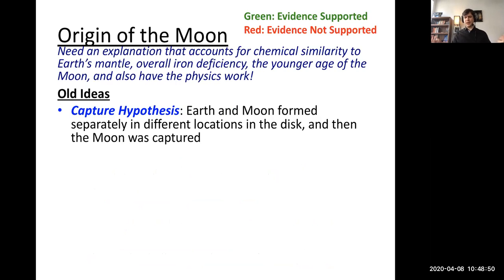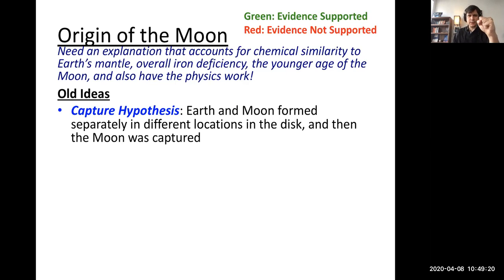All right, another idea. If that one didn't work out, let's put back on our thinking caps and think about something else. We've got to get a smaller iron core. I got it. So we have the solar nebula. Let's form the Earth in one location. That gives it the relative amount of iron to rock that it has. And let's form the moon somewhere else, maybe out more towards Mars, where you might expect there'd be a lower amount of iron to rock. So maybe that will give us an iron deficient moon.